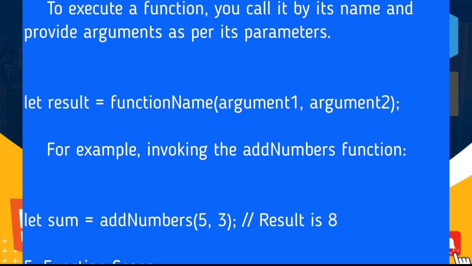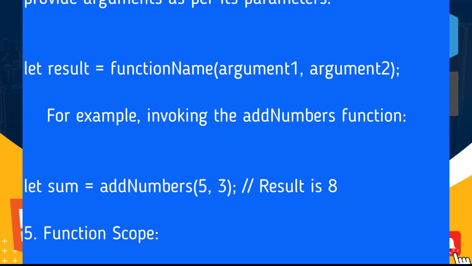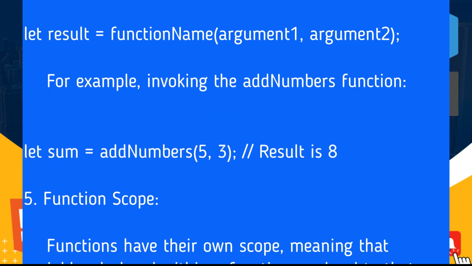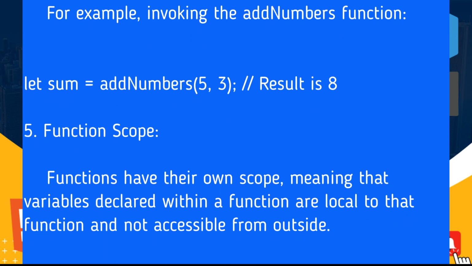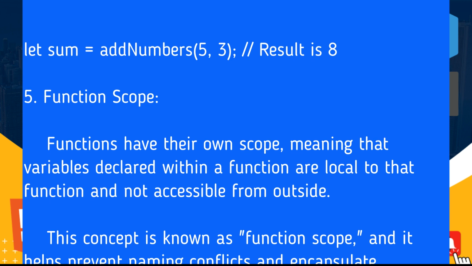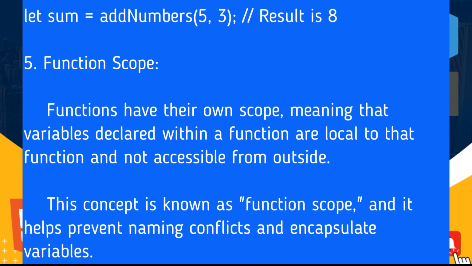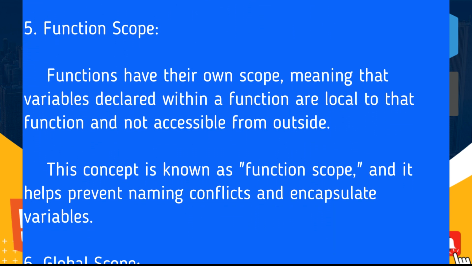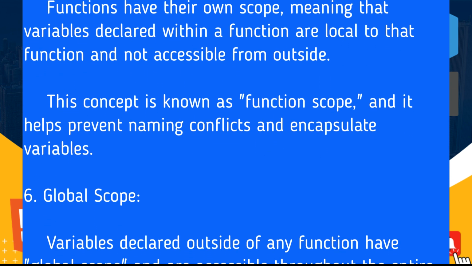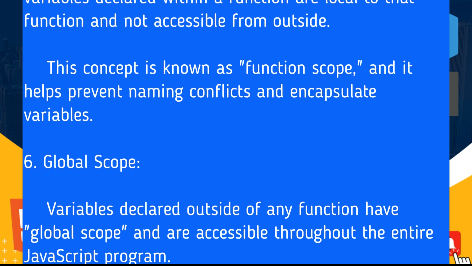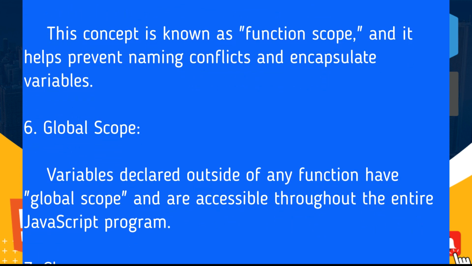5. Function scope. Functions have their own scope, meaning that variables declared within a function are local to that function and not accessible from outside. This concept is known as function scope, and it helps prevent naming conflicts and encapsulate variables. 6. Global scope. Variables declared outside of any function have global scope and are accessible throughout the entire JavaScript program.